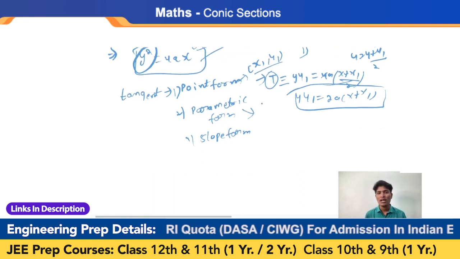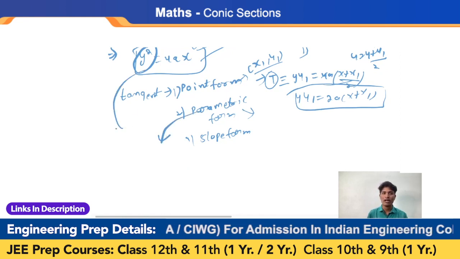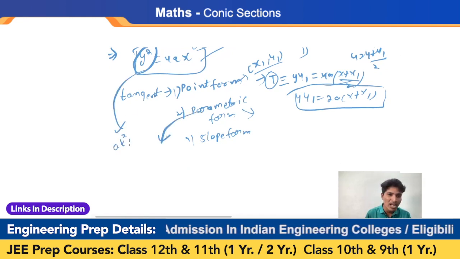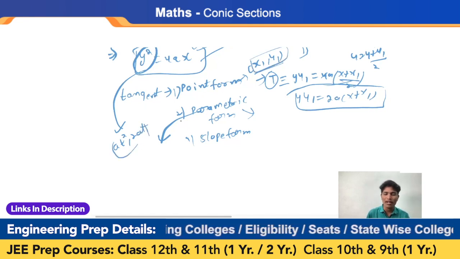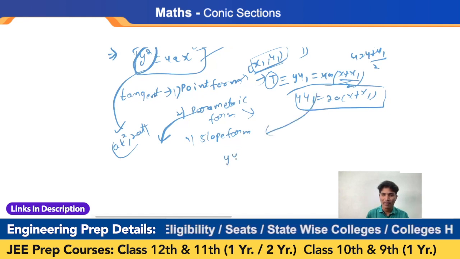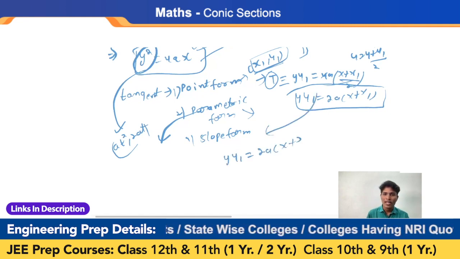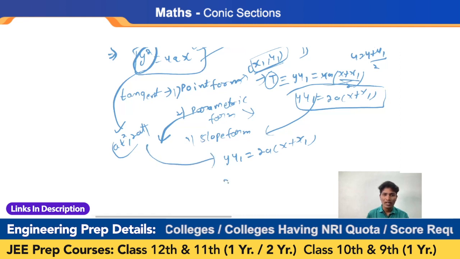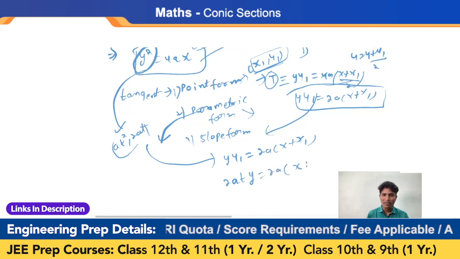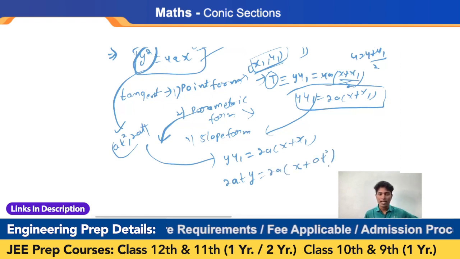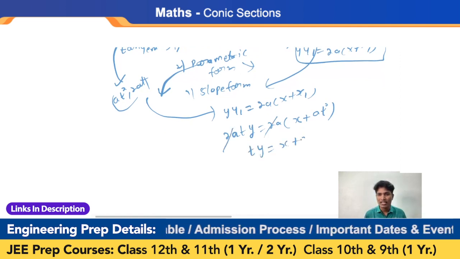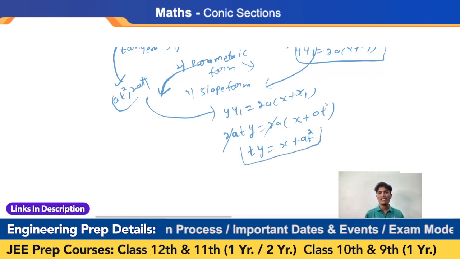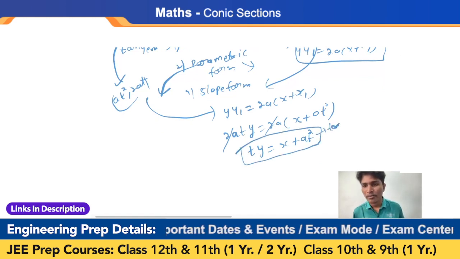What is the parametric form? I already said the parametric coordinates of y square equal to 4ax are (at square, 2at). So the point x1, y1 is now substituted as (at square, 2at). In the equation y y1 is equal to 2a into (x plus x1), if I substitute this point, I will get 2at y is equal to 2a into (x plus at square). The 2a will get cancelled, so ty is equal to x plus at square is the tangent equation.